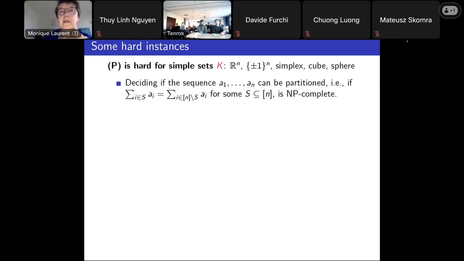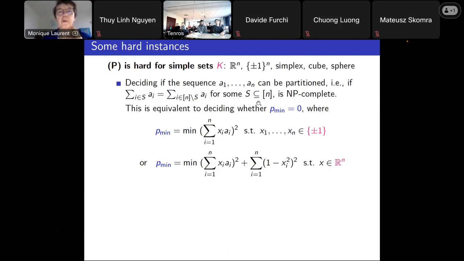And such a problem is easy to model as a polynomial optimization problem. What we could do, for instance, is try to minimize the sum of the xi ai squared, when restricting to the variables x1 to xn being plus minus 1 valued. And then the minimum is equal to 0 precisely when the sequence can be partitioned.